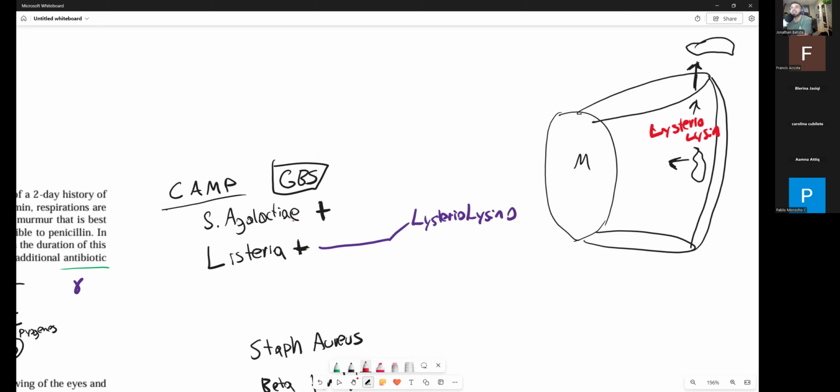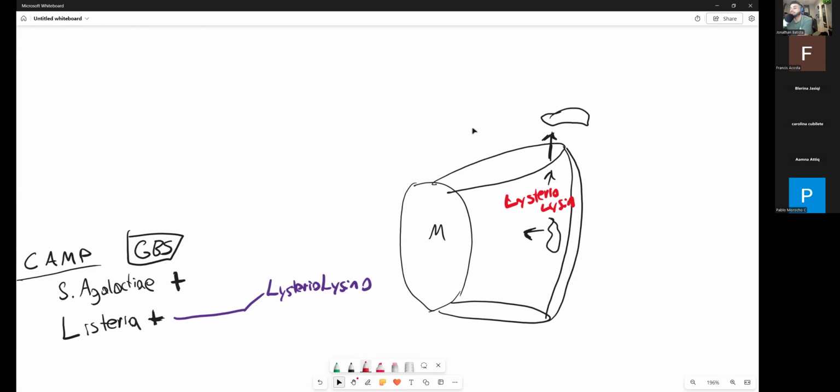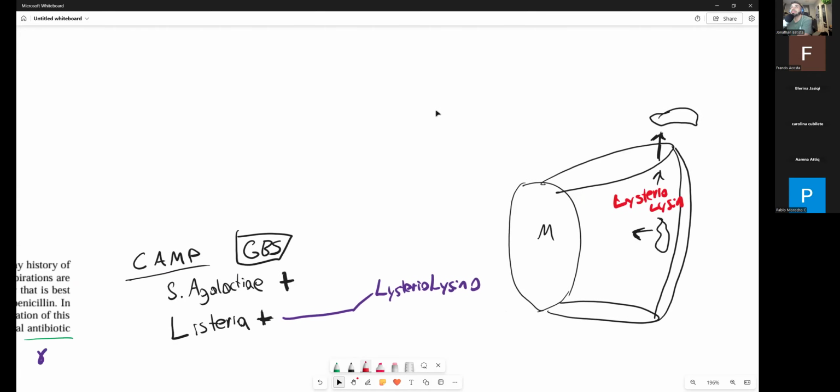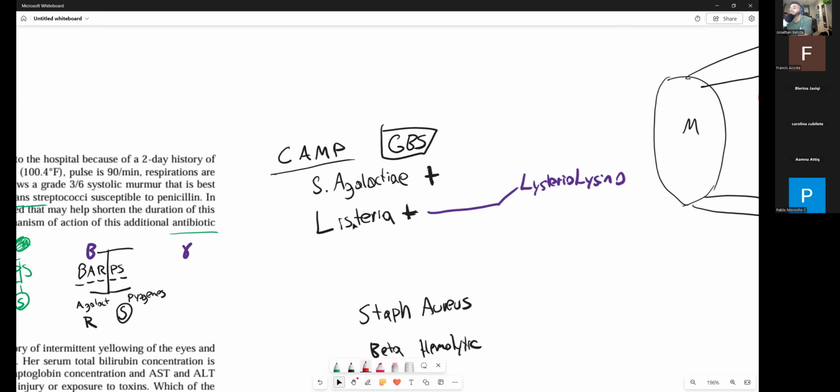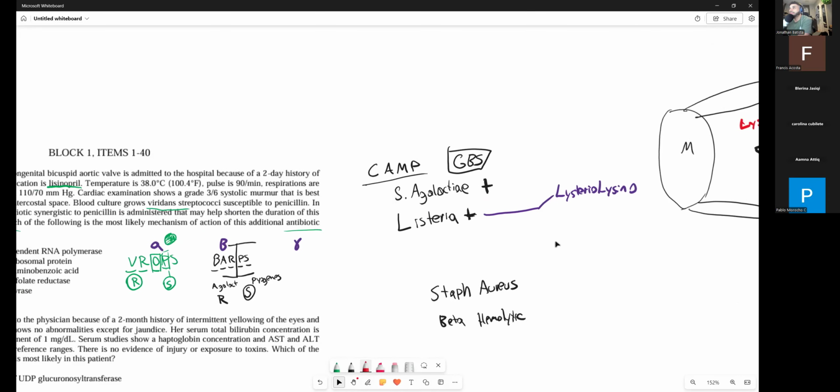Okay? That's a way to avoid phagocytosis. That's one of the key toxins, virulence factors you want to call it, of Listeria. All right. With that being said, CAMP, these are the two you have to remember.